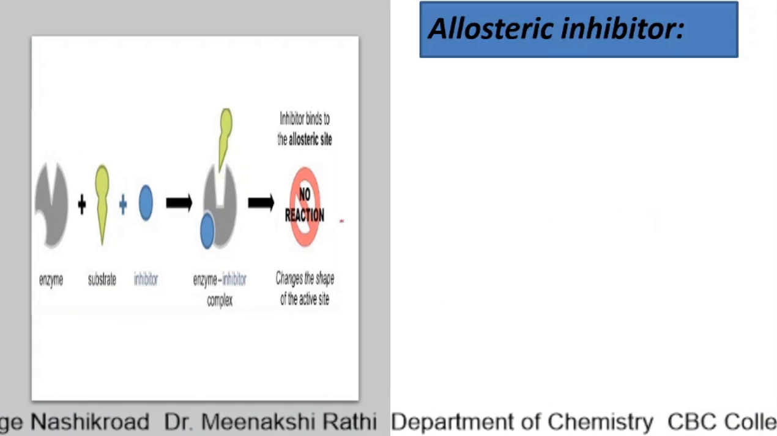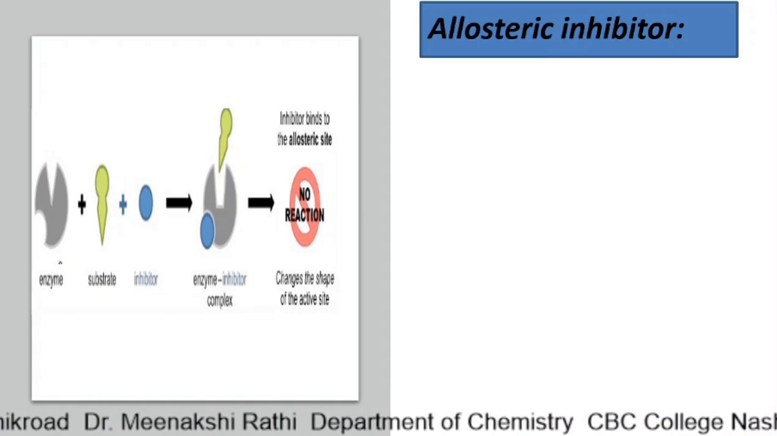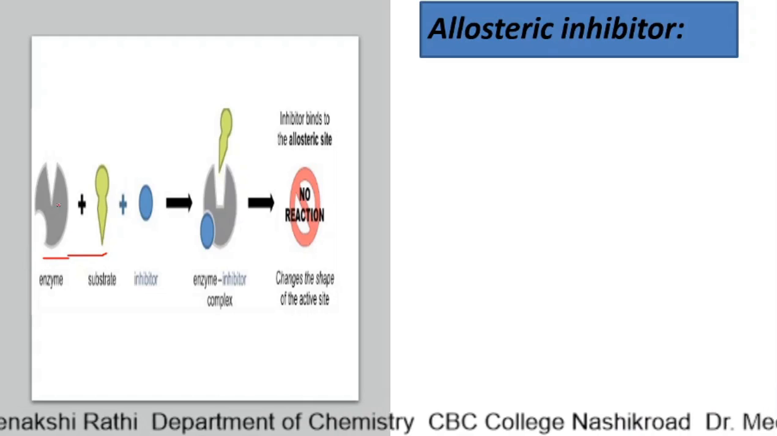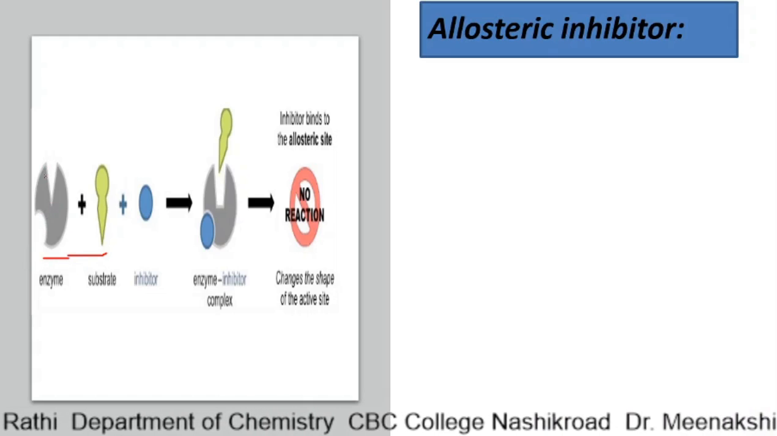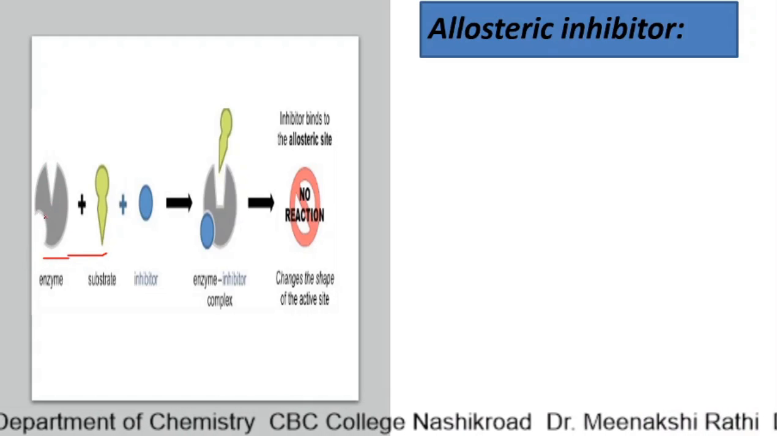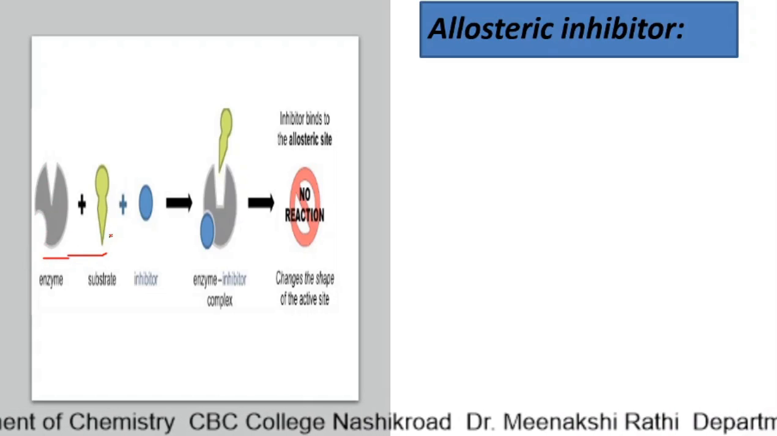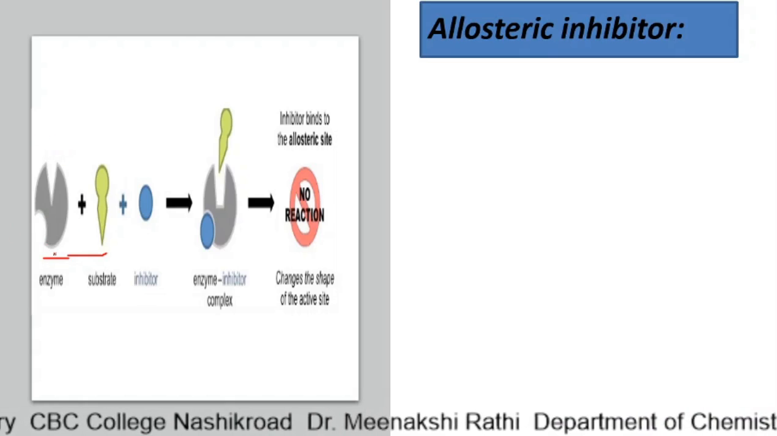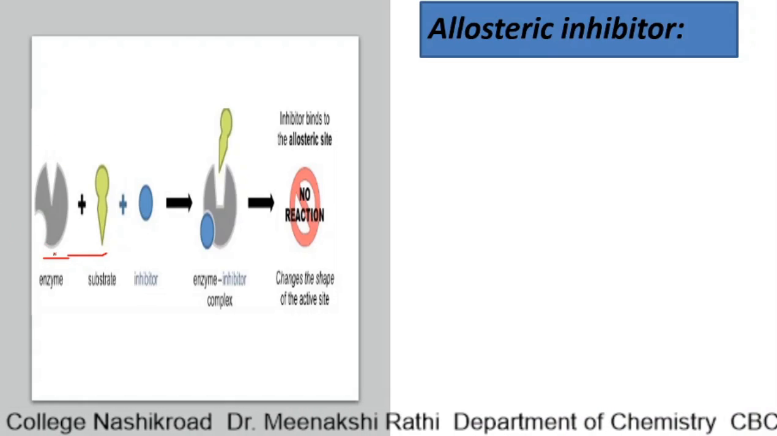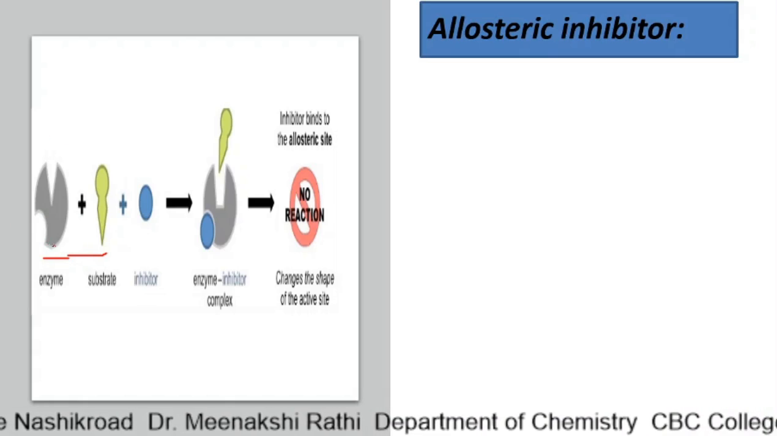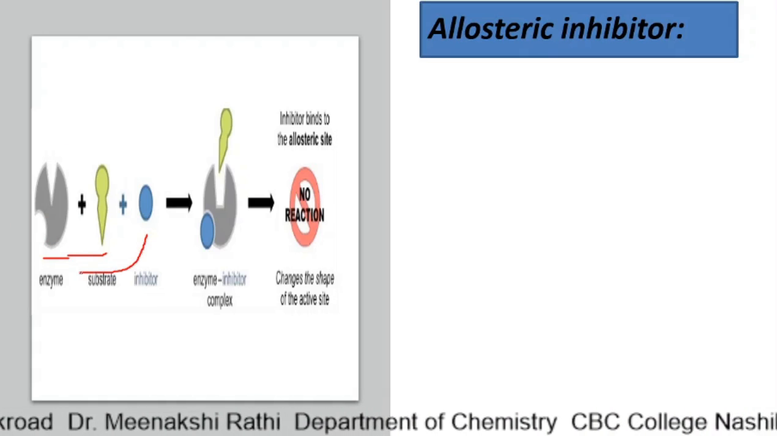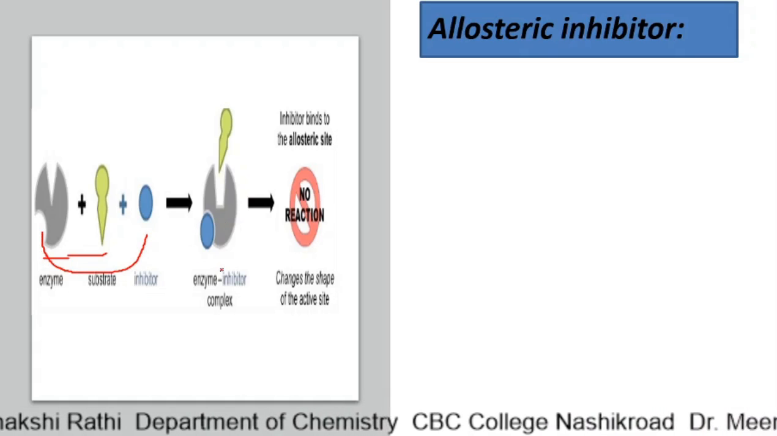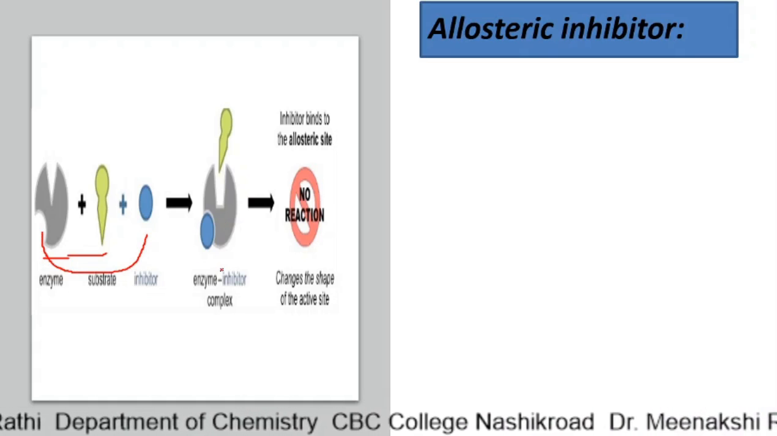Before this, please see this reaction. Here this is the enzyme. Can you see? This enzyme has two sites. One is the active site and this is the other site. This is an allosteric enzyme because it has an active site as well as another site. Now, if an inhibitor is attached to this other site, what happens here? There is a formation of an enzyme-inhibitor complex.